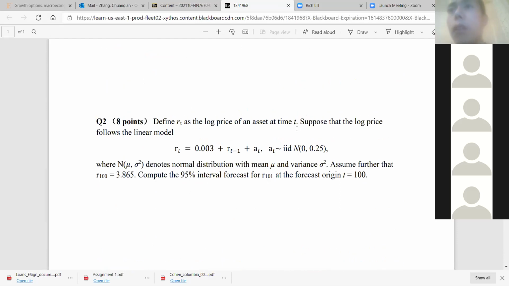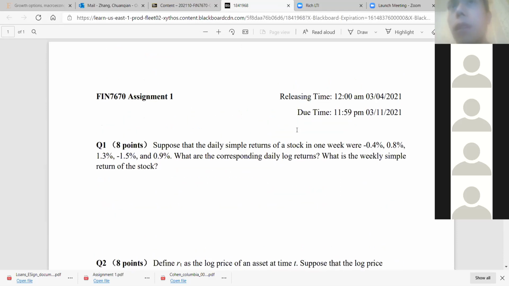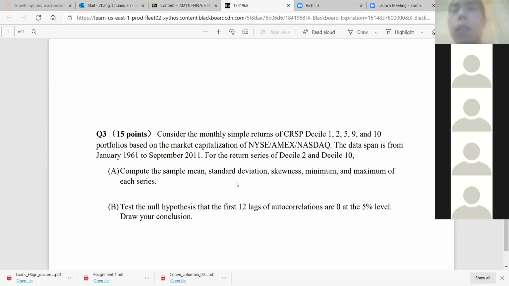Let me know if you have any questions. You have one week, until next March 11th, to submit. You can put all of your hand calculations, and the coding, the R code and output, in one file, like a PDF, whatever, and upload it to Blackboard. Tell me if you have any questions.